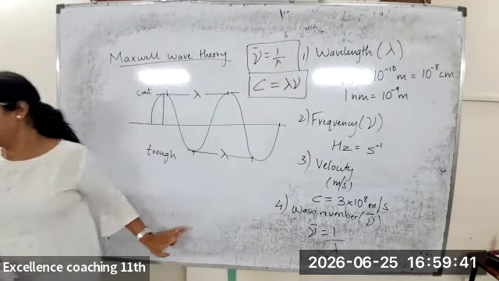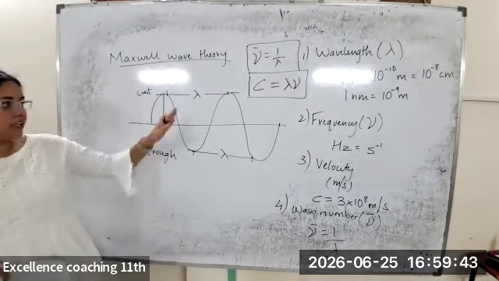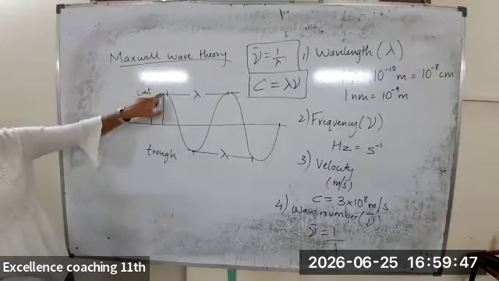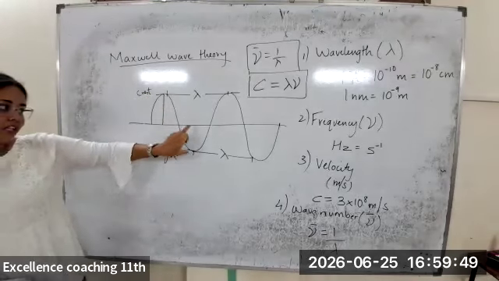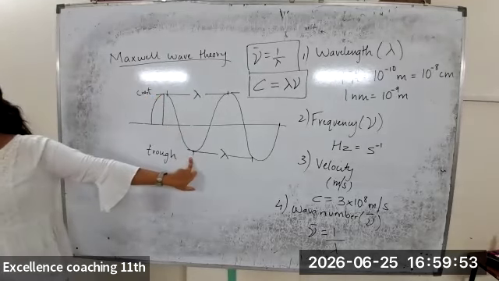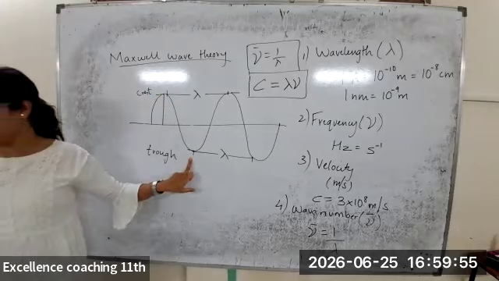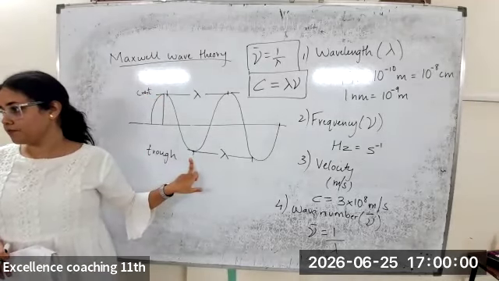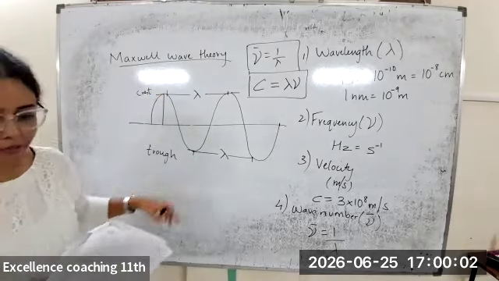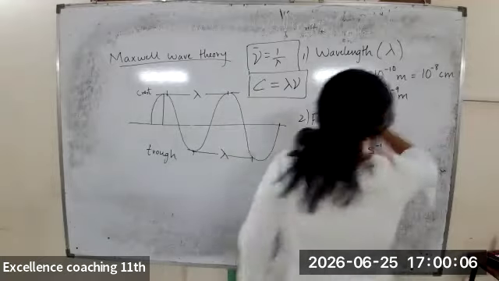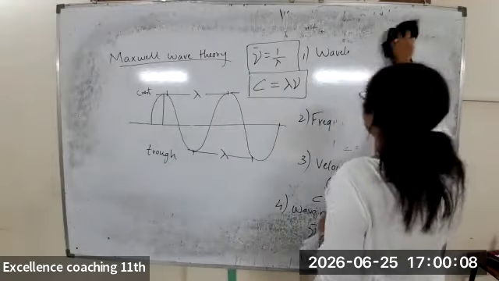The fifth one will be amplitude. Amplitude is nothing but the height of that particular wave. From this point to the crest is called the amplitude. You can also consider the amplitude from this point to the trough. Have you all understood these 5 terms? Any doubts? If you have understood this, let us move on to the electromagnetic spectrum.